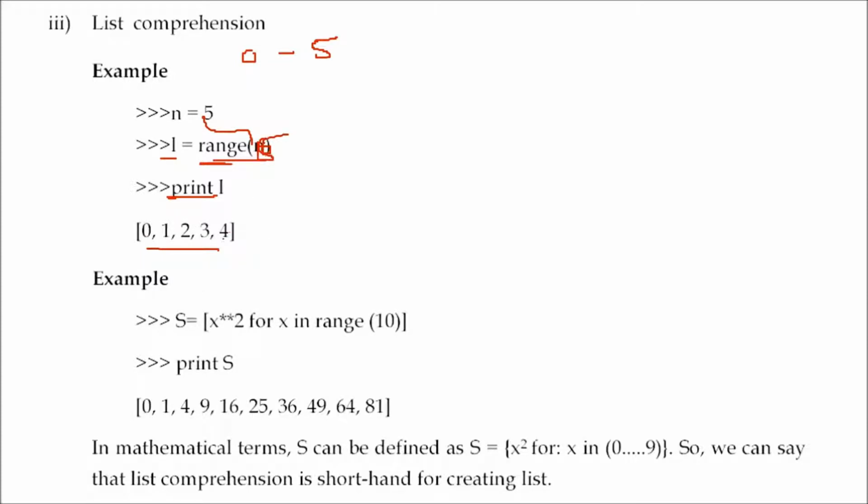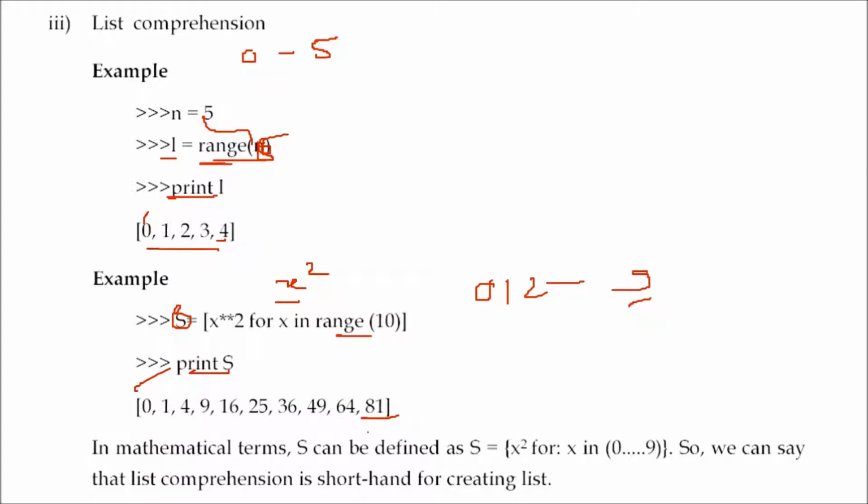See, this is 5, so it will only give up to 4, because if you count these elements, these are 5 elements only. Now S is equal to x square for x in range 10. Range 10 means from 0 to 9. By default it starts from 0, and because it is 10, it goes up to 9, since 0 to 9 are 10 numbers. x square means you want to find the square of each x and form a list. So 0 square, 1 square, 2 square, like this till 9 square, that is 81. If you print this list, it will be 0 to 81.